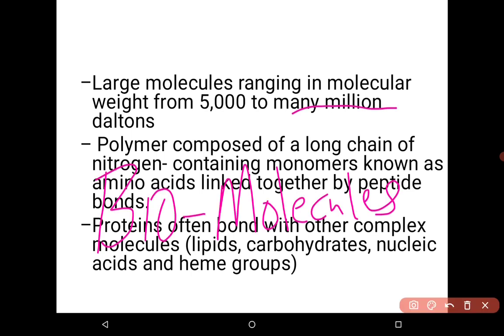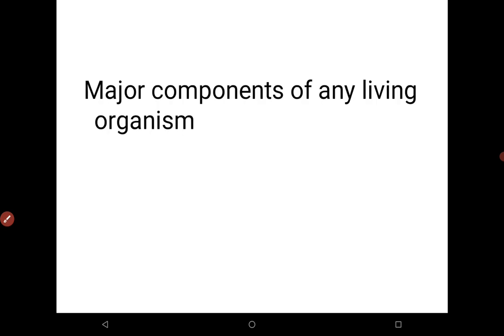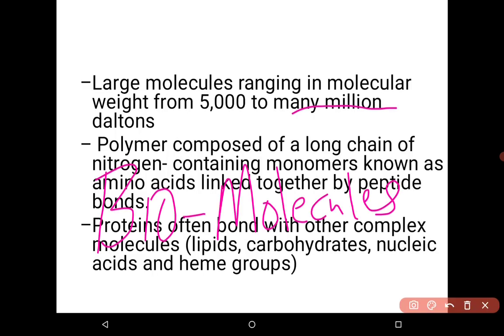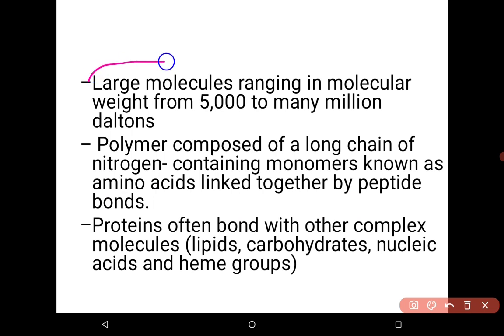So a large molecule, what we are saying is that they are very large. We categorize them as large because we have smaller units that make up these proteins, and the molecular weight ranges from 5,000 to many millions of daltons depending on the type of protein. So proteins are called polymers. A polymer is simply a large molecule made up of small molecules called monomers. So it's a long chain of nitrogen-containing monomers, and these monomers are amino acids. They are linked together by peptide bonds.